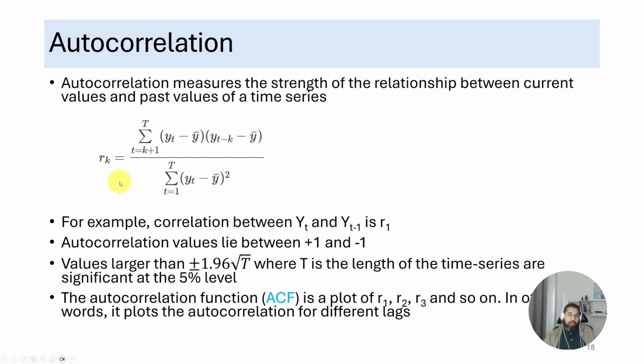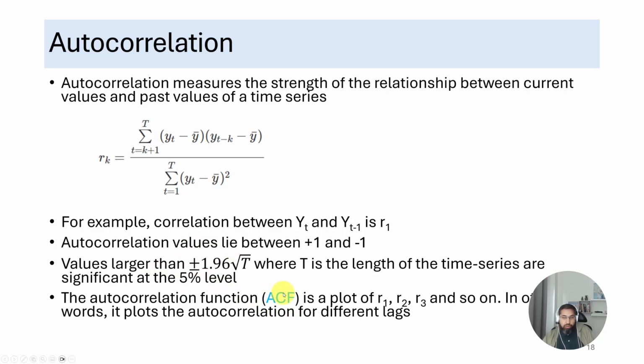If you want to know whether the autocorrelation is significant or not, you can compare it with ±1.96 times the square root of the length of the time series. If your values are above the positive value or below the negative value, because autocorrelation can be negative, then they are significant at the 5% level.